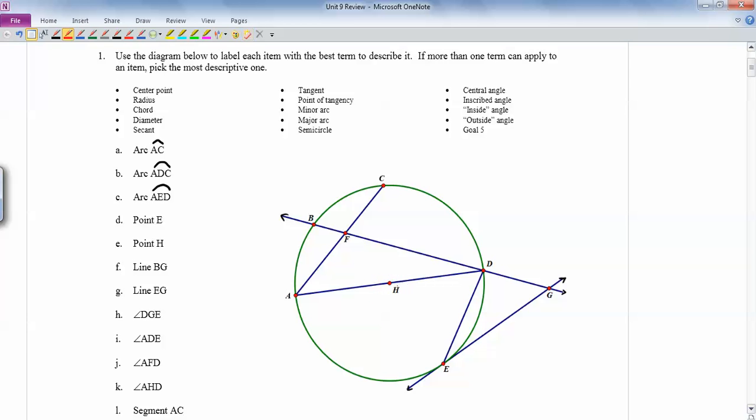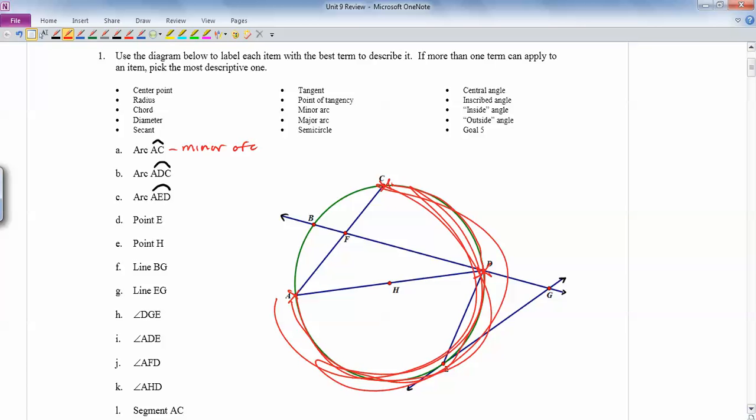So, okay. Let's see, arc AC, you should be able to know just by seeing only two letters that that's got to be a minor arc. And if you look at the picture, it's definitely less than 180 degrees. So AC is a minor arc. ADC, so if we start at A and then go around to D and then keep going until you get to C, this whole arc right here is going to be a major arc.